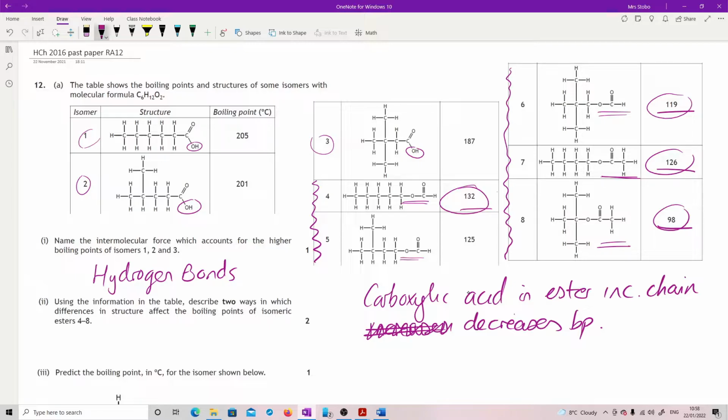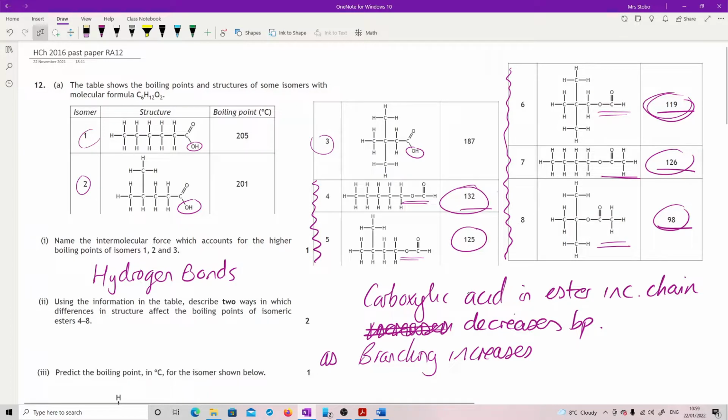And then I suppose your other one has got to be branching. Okay, so branching on the alcohol side, 132, 125, 119. So, as branching increases, boiling point decreases. That's it. That's your 2.